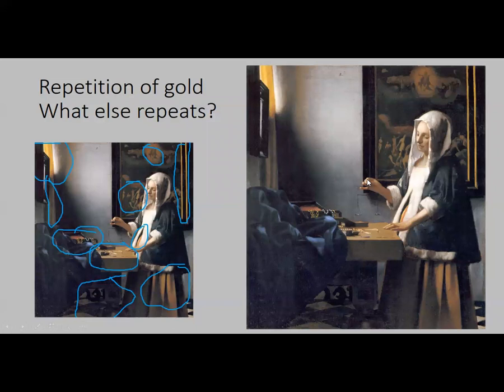Her hand is pointing toward the blue cloth. That creates an implied line. This lower hand on the table also points toward the blue cloth. Her pleat, like the corner of the table, points toward her skirt.